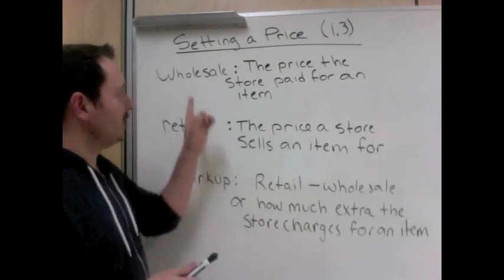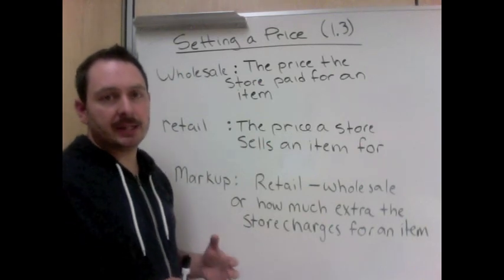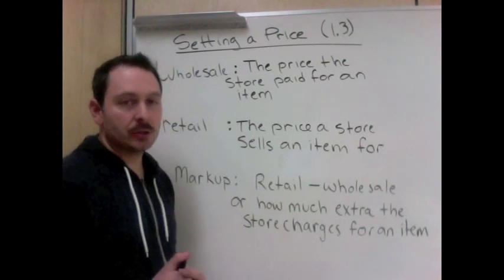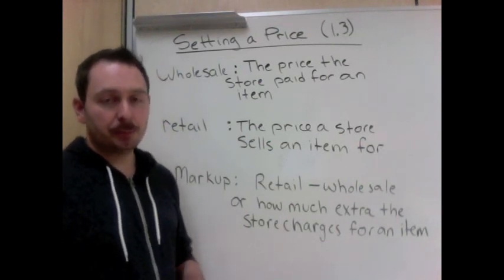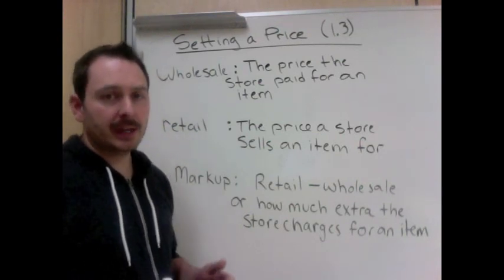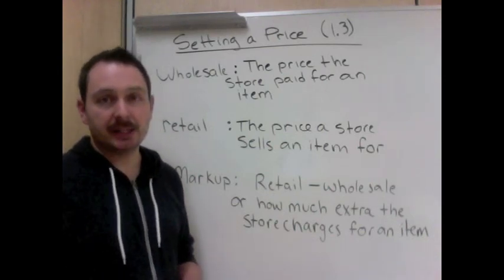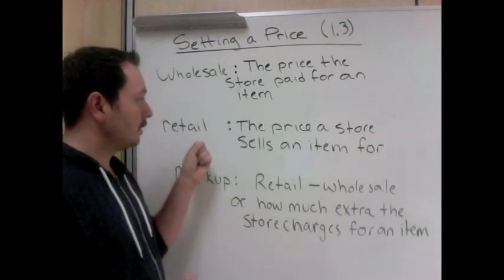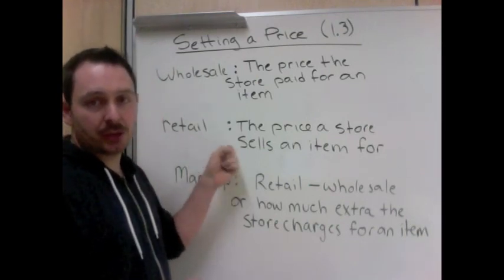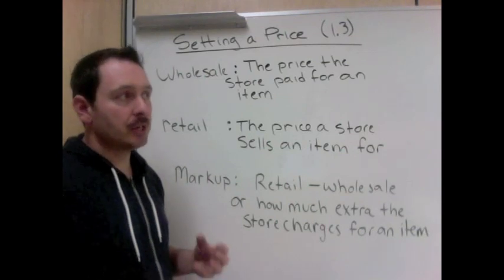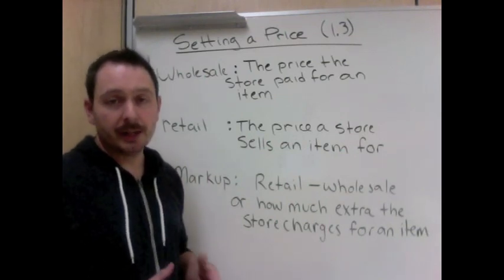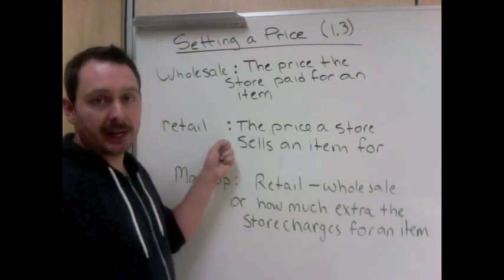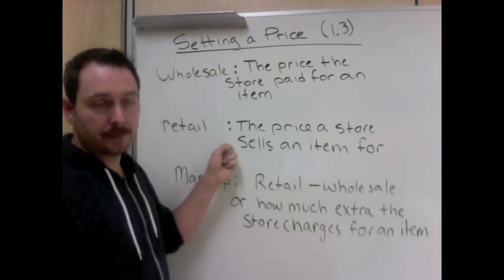So first of all, when you see wholesale, wholesale represents the price that a store paid for an item. So when you go into a store to buy a shirt, there's the price on the shirt, but that's not what the store paid for it because they need to make some money. So what the store paid for it is the wholesale price. The retail price is the price a store sells an item for. So the price on the price tag when you go into a store, let's say the shirt is $20, then that is the retail price. That's the price you, the consumer, pays.